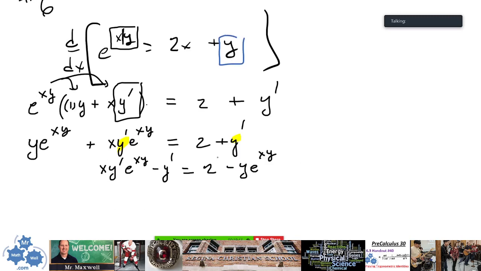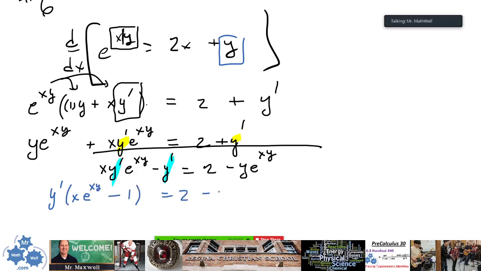Okay. Now, if I look at just this part right here, I can pull out my y prime. See, y primes? I'm going to pull that out as a common factor. I'll change colors here so we can differentiate a bit between the two lines here. Differentiate. You like that pun? Maybe? No? Okay. y prime times (xe^(xy) minus 1) equals 2 minus ye^(xy). I've got e^(xy) right here.